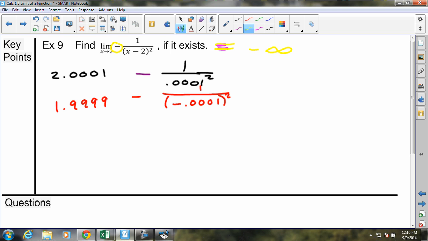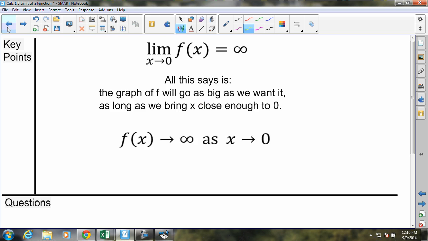Once again, this is not saying that negative infinity is a number, it's not saying that we actually get there. When we say it equals negative infinity, it's saying this graph of f will go to as small a number, as negative a number as we want. Negative 50 trillion, negative whatever. We can get farther down the y-axis as long as we get closer and closer to the x value.